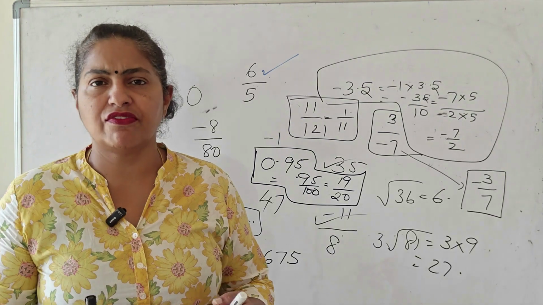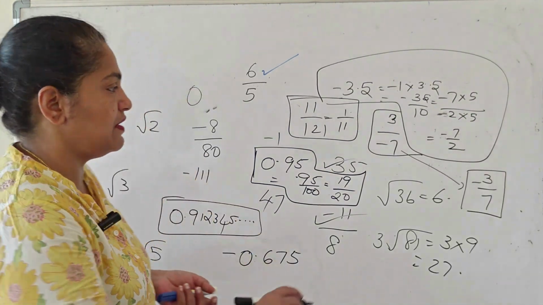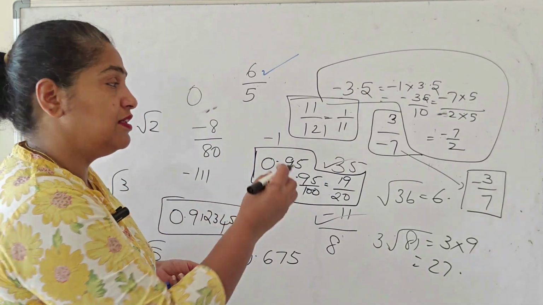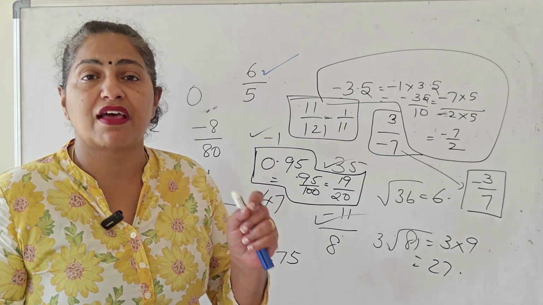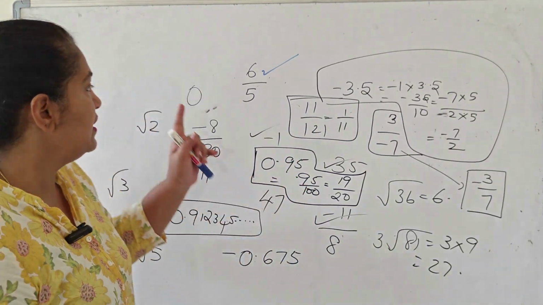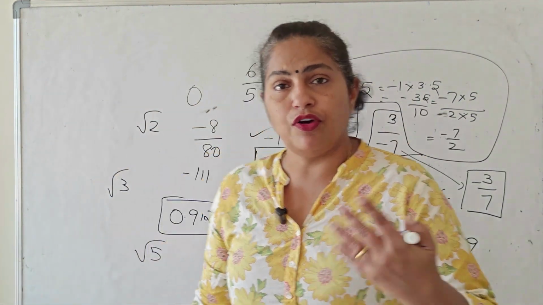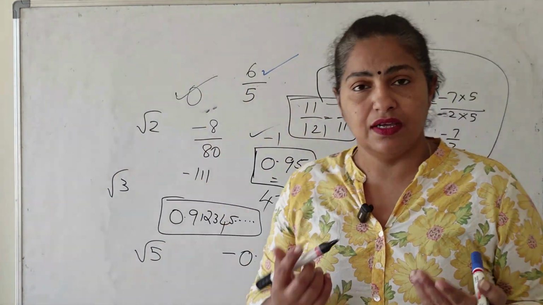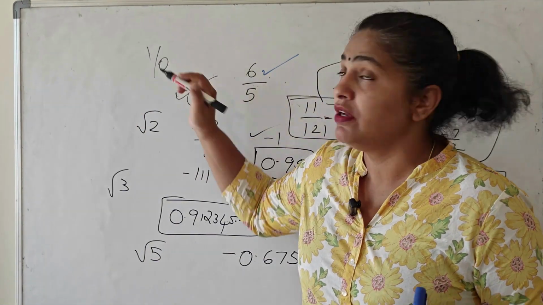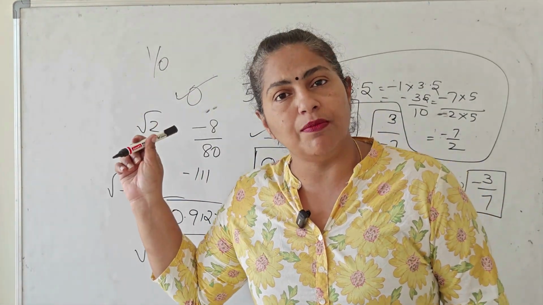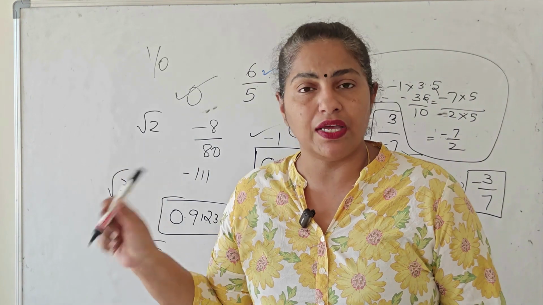Minus 1. Minus 1 is an integer which can be represented as minus 1 by 1. Therefore, this is also a rational number. Okay. 0. I don't need to tell you 0 is an integer. Therefore, it is a rational number. But 1 by 0 is not a rational number because the denominator cannot be 0 at all.